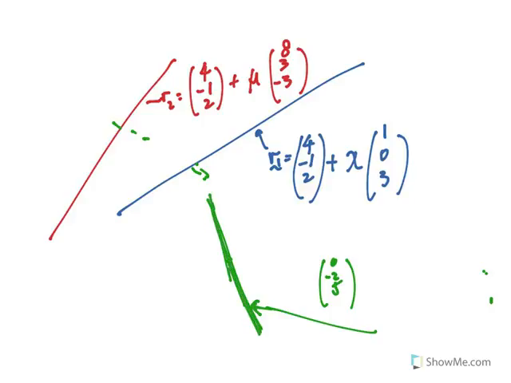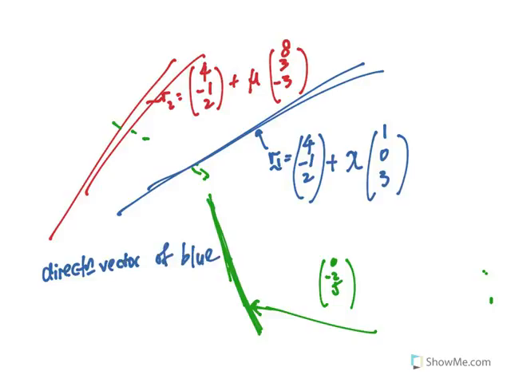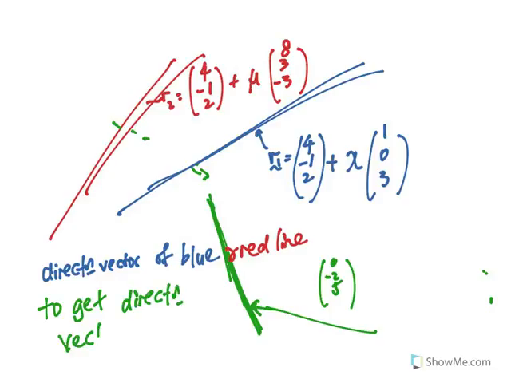How do I find a direction vector of this line? I'm going to use the red and the blue line. Because I know that it's perpendicular to both the blue and the red line, I can use the vector product of the direction vectors of the blue and red lines to get the direction vector of the green line.